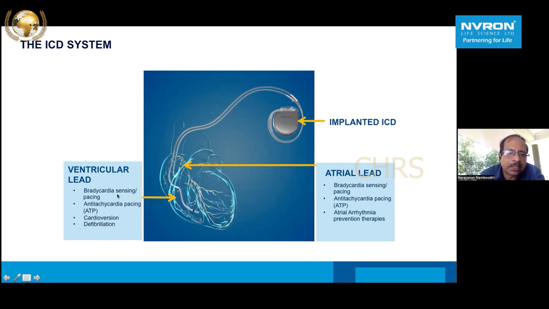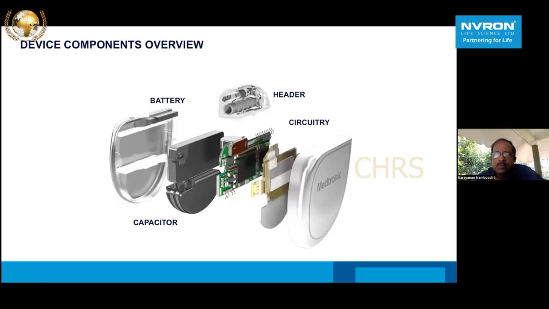So it can sense and pace like any other pacemaker. In addition, it can give anti-tachycardia pacing, and also it can shock the patient. Of course, some of the newer models can have anti-tachycardia pacing in the atrium as well as some atrial arrhythmia prevention strategies, which are there for some of the pacemakers as well. The battery has 3.2 volts and it can generate up to 80 volts, and you have to shock up to 36 to 40 joules when you get an event. Within probably 10 to 12 seconds, you have to build up that energy and deliver.